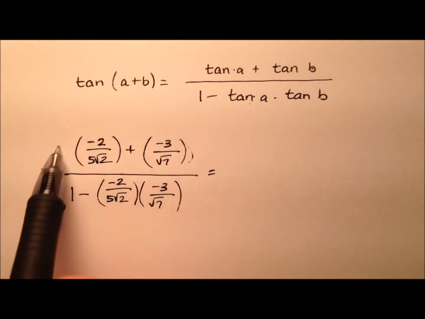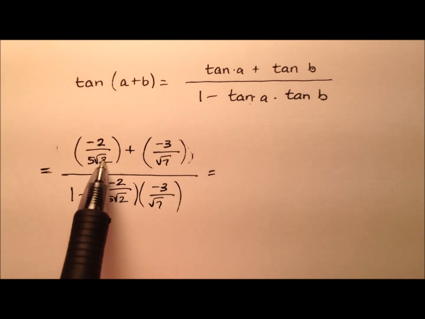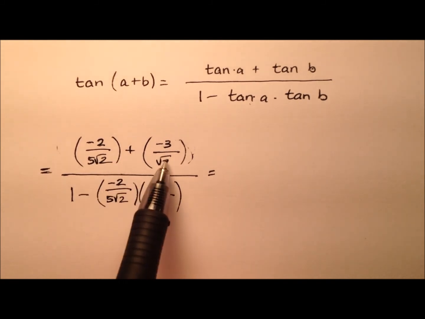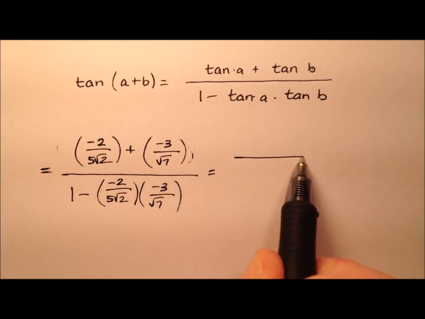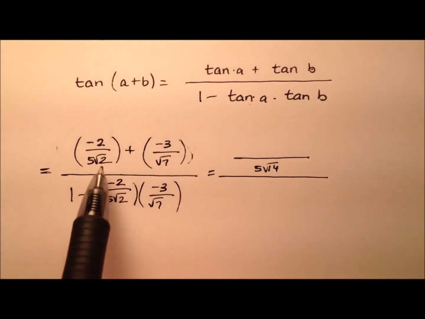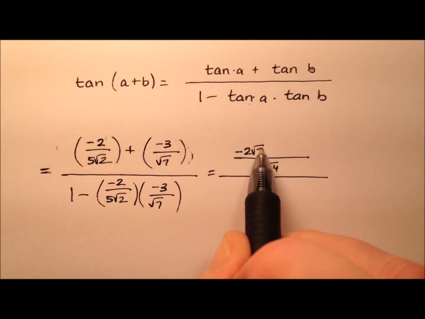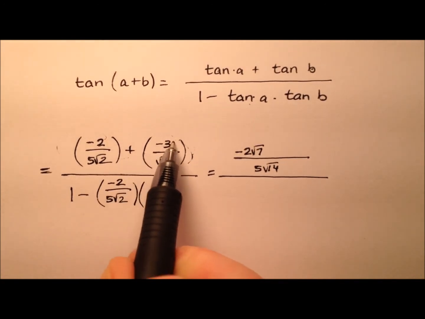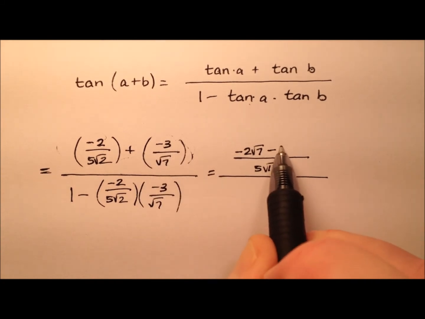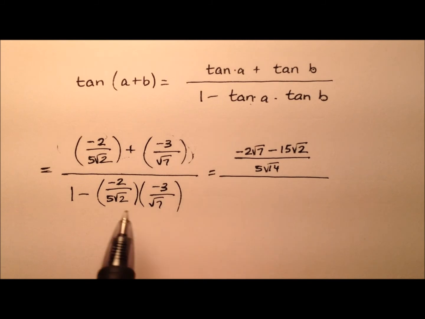So in the numerator here, let's get common denominators. And so I can do so, it looks like it's going to be 5 radical 14, because radical 2 times radical 7. So 5 radical 14. So when we multiply this one by radical 7, it'll be negative 2 radical 7. And we'll multiply this one by 5 radical 2, so it'll be minus 15 radical 2. So that's what that'll look like.